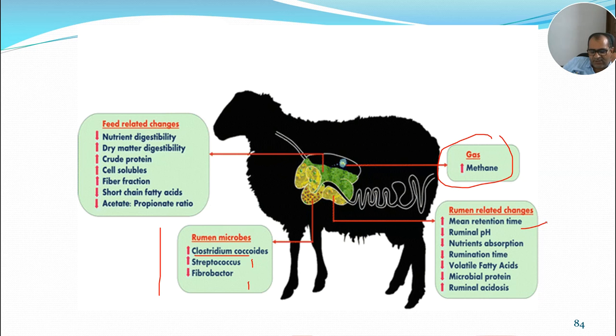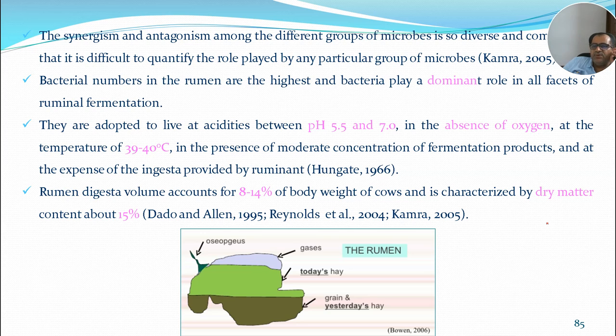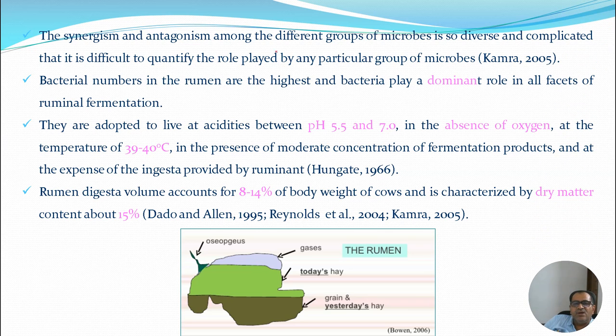Rumination time is how much time is spent on rumination, then how much quantity of VFAs is produced, and microbial and non-microbial proteins. All of these are influenced by the change in ruminal pH. So here we can see that several parameters are involved. The microbes have antagonism and synergism processes in the rumen. Bacteria are highest in number and have the dominant role, and they are adapted to a pH ranging from 5.5 to 7.